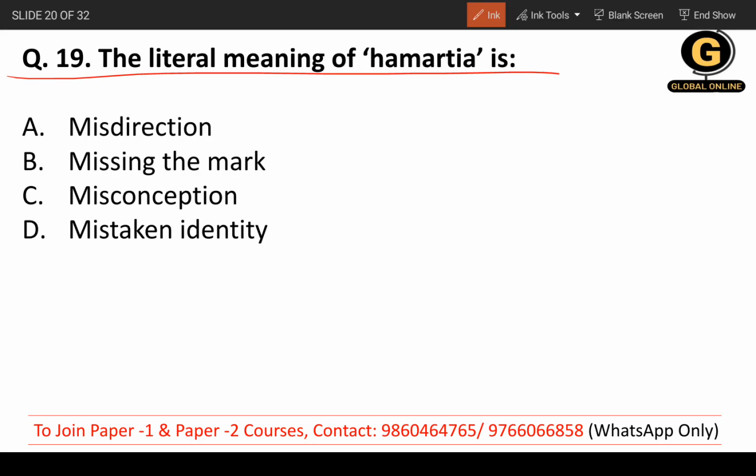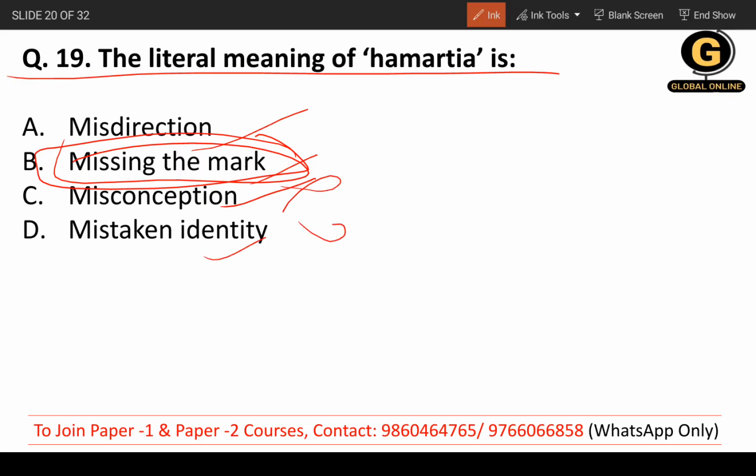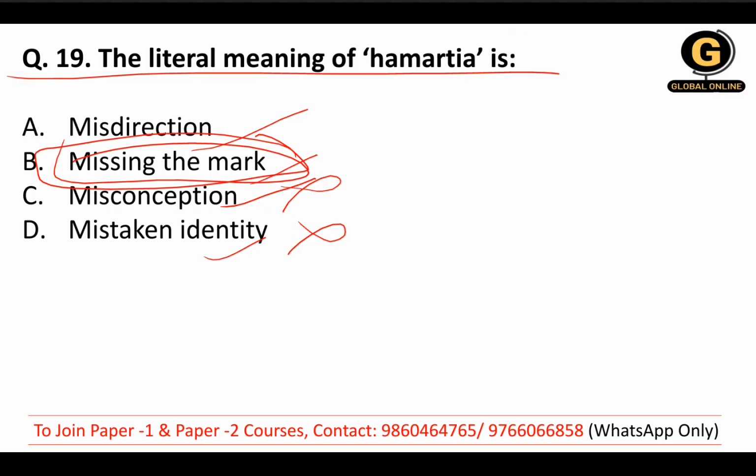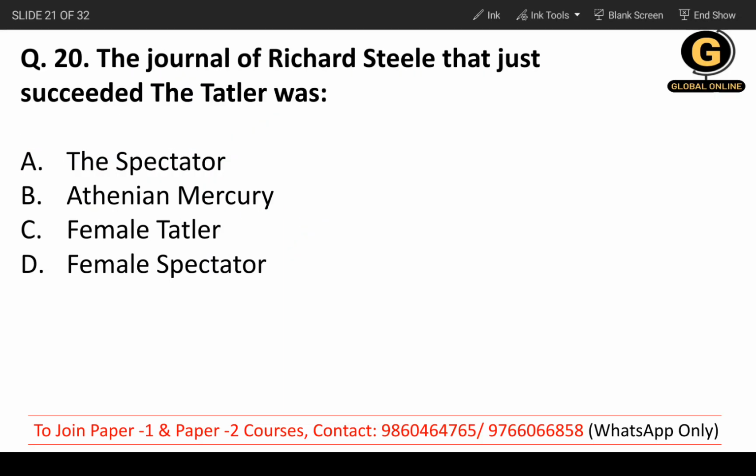The literal meaning of hamartia is, here you can guess, hamartia is what? Hamartia is having a flaw. A character or a hero is having a flaw, right? So hamartia is missing something. Missing the mark. Basically there is something missing. The point is there, the target is there, but you are missing something. So the correct answer is missing the mark. The other options are misconception, and of course this is not a mistaken identity. No, not at all. So the second one is the correct answer. Moving on to the next one.